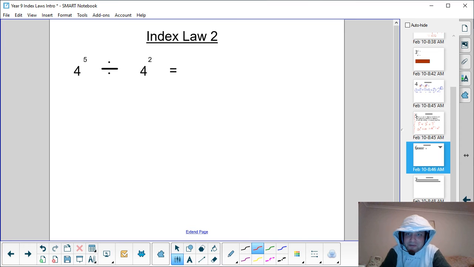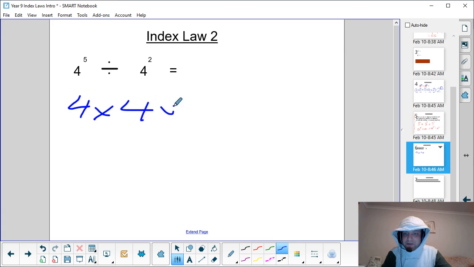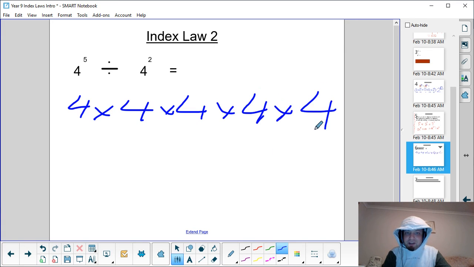Now that we've got that first one squared away, we'll learn the second index law, which is the opposite of the first one. It involves having a divided by in between a couple of terms. So you'll get the definition on the next slide, but let's just try and highlight what's going on. This 4 to the power of 5, if I was going to write that out the long way, is 4 times 4 times 4 times 4 times 4. Look at them all. There's 5 all lined up.